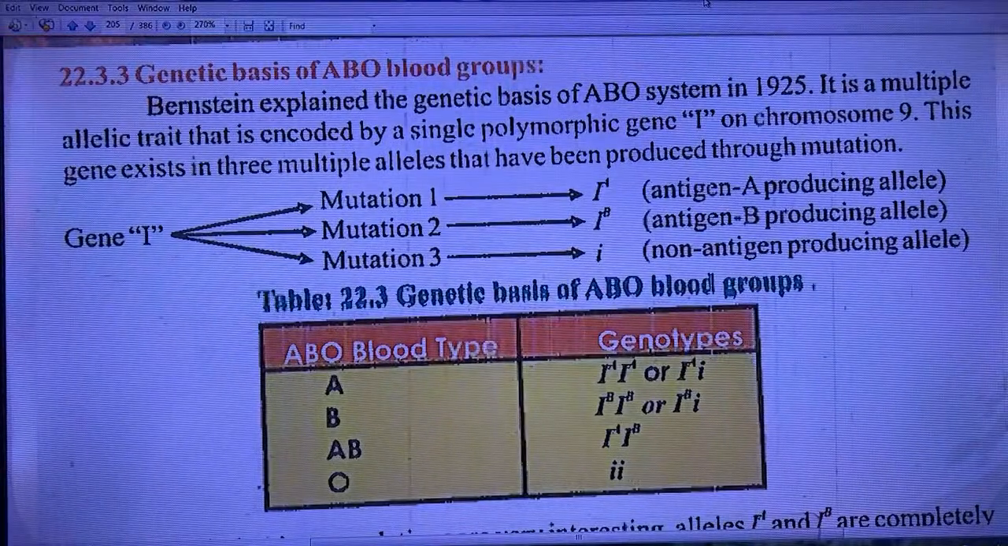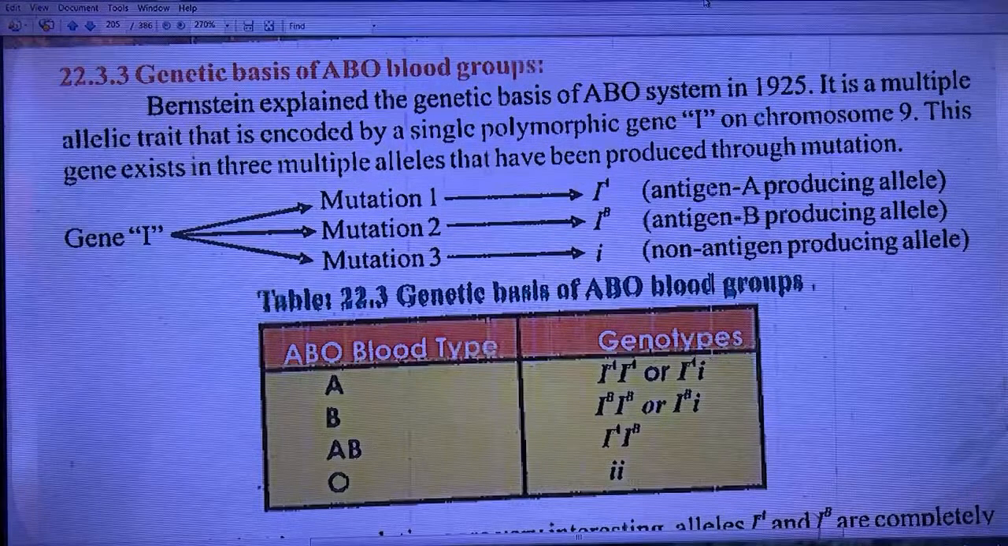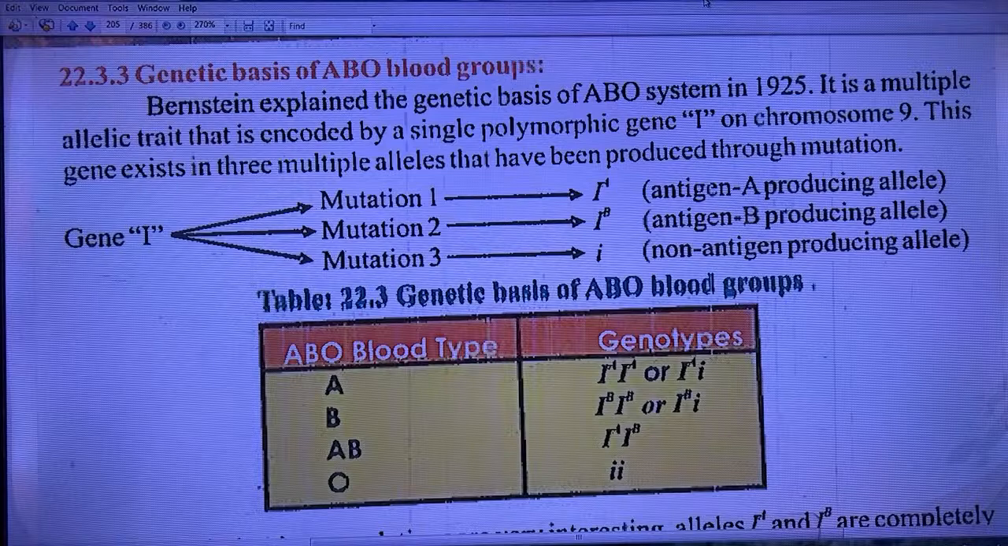Genetic basis of ABO blood groups. Bernstein explained the genetic basis of the ABO system in 1925. It has multiple allelic traits that are encoded by a single polymorphic gene. On chromosome number 9, this gene exists in three multiple alleles that have been produced through mutation.